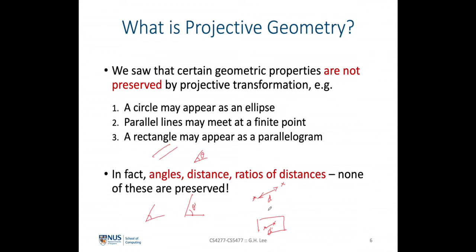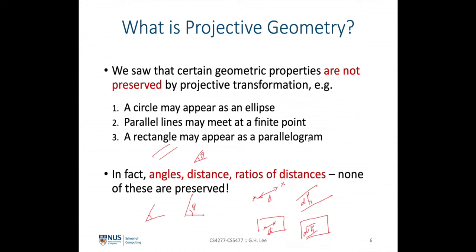As well as the distance between the two endpoints of a line, or the perpendicular distance of two lines. Suppose that I'm looking at this distance denoted by d over here, that's formed by two lines, and the projection to an image would cause this d to change into d prime, for example.